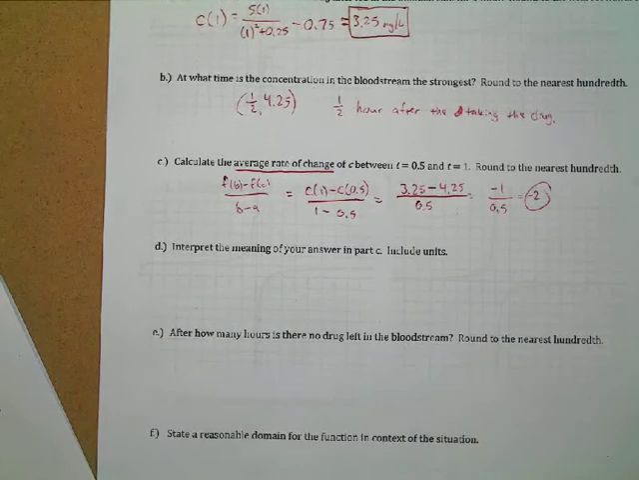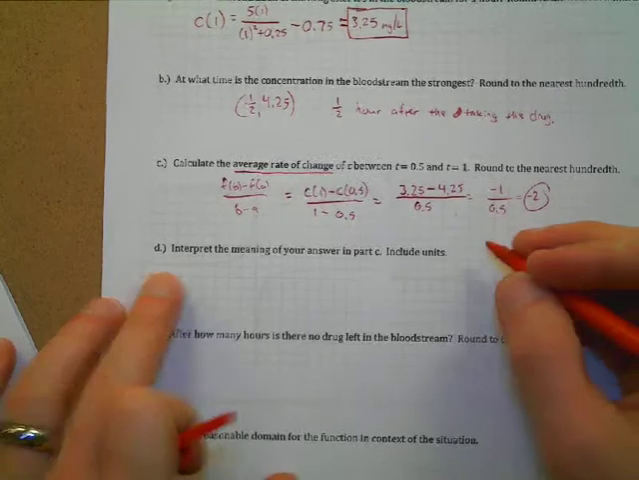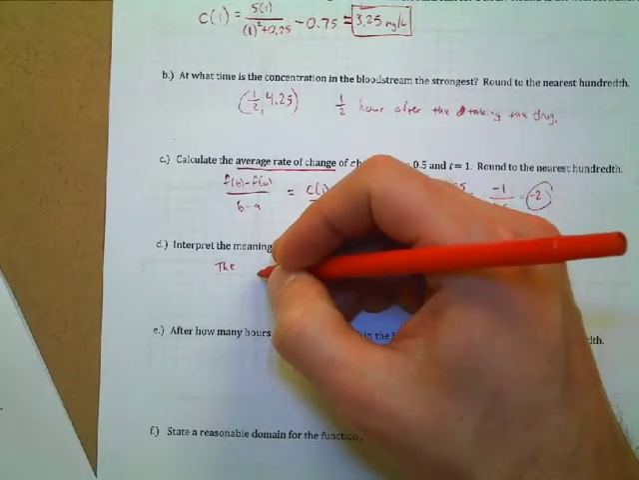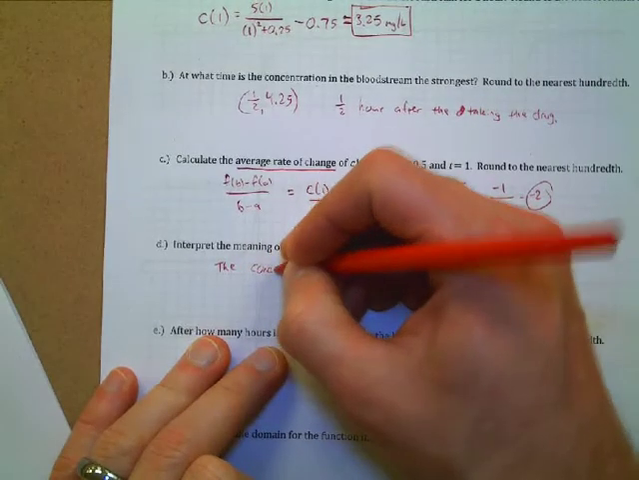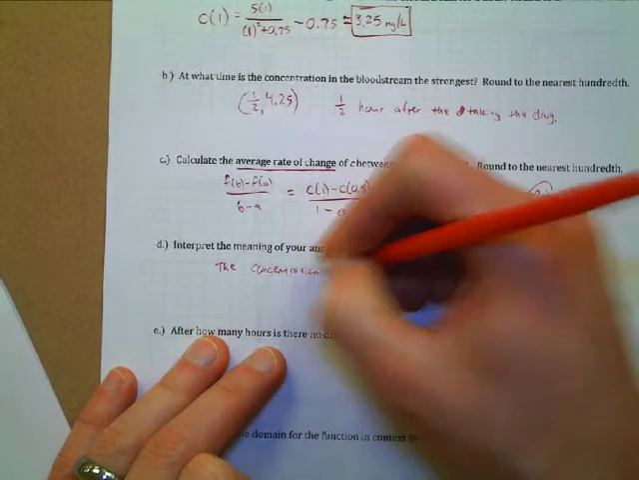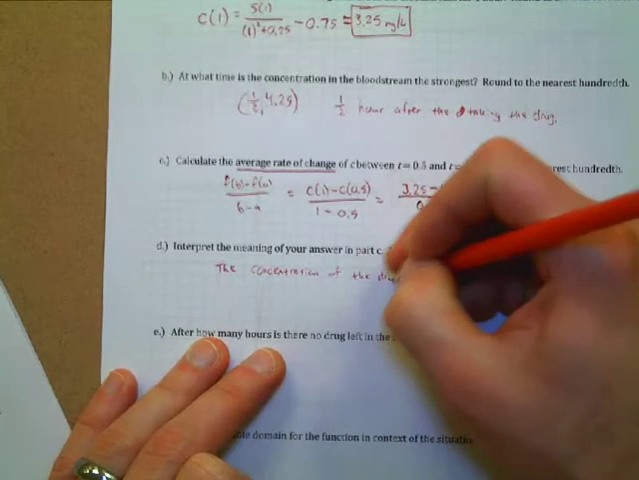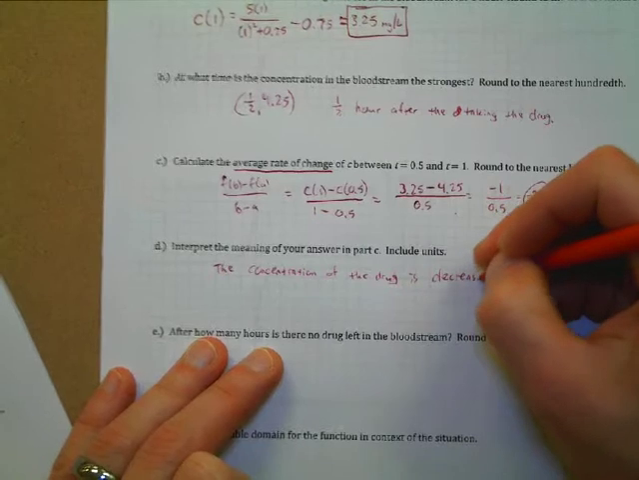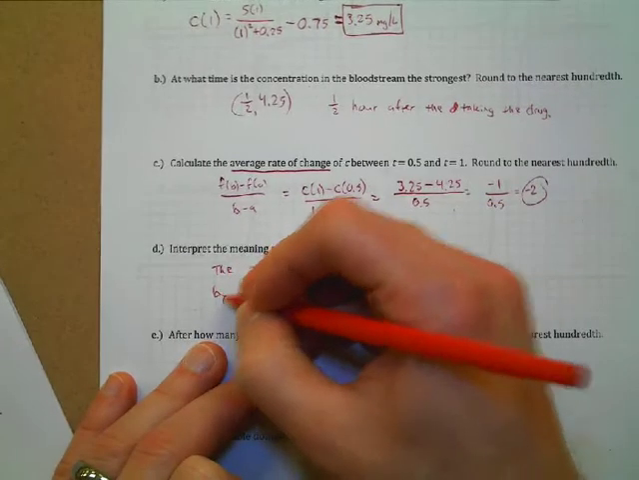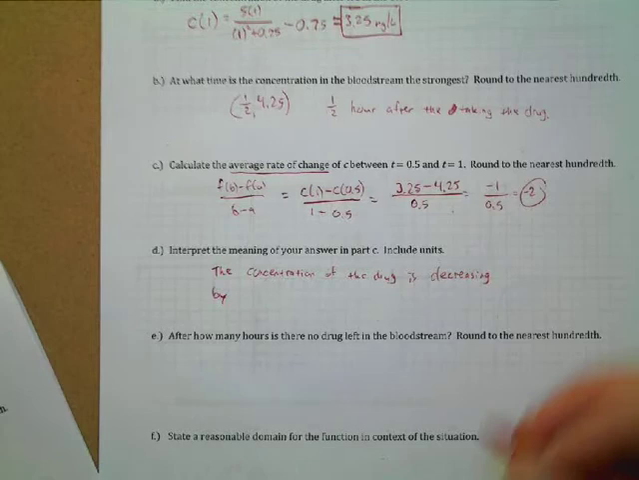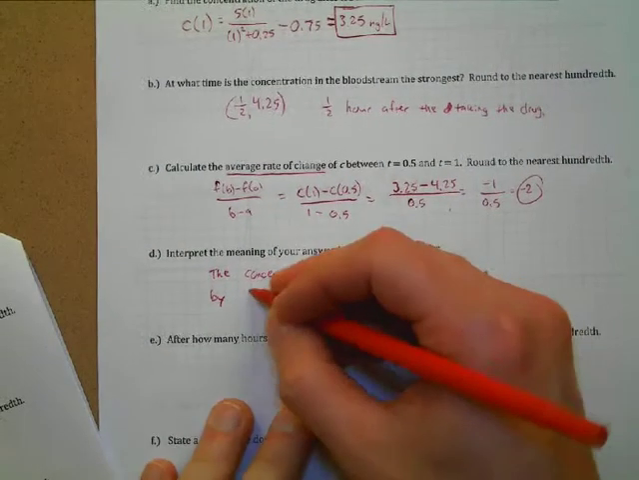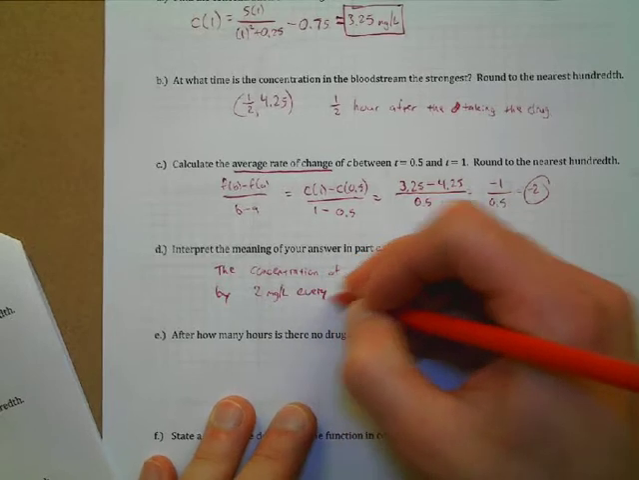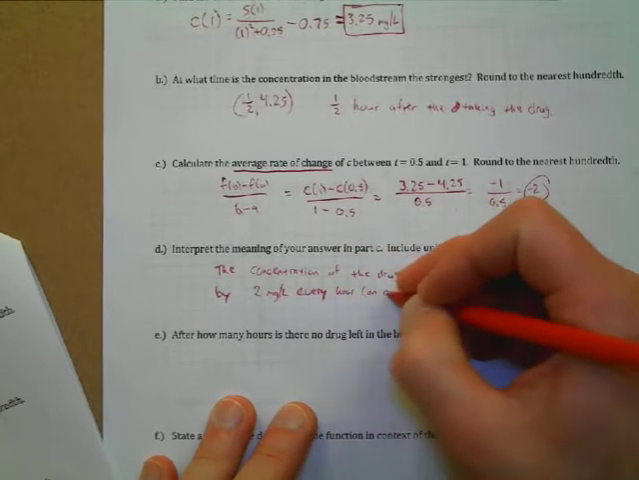All right, letter D. Interpret the meaning of your answer in part C, include units. So there it is, part D right there, okay? The concentration of the drug is decreasing by 2 milligrams per liter every hour on average, we'll say.